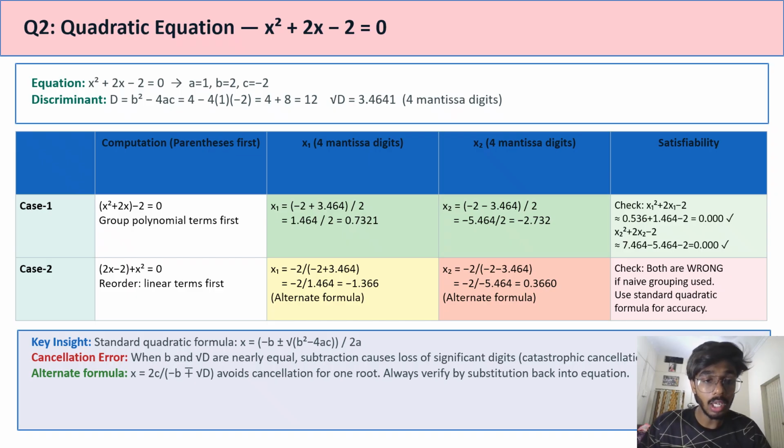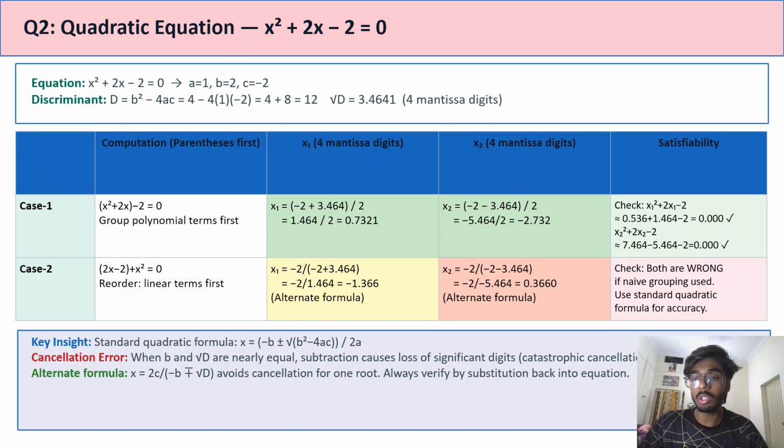Now we will apply this d to evaluate the roots of the equation in the case 1 and case 2 scenarios. For case 1, our two roots will be 0.7321 and minus 2.732. If we check, both give 0. And for case 2, a similar equation but just a switch in order can lead to different root values. For the second case, we are evaluating x1 equals minus 1.366 and x2 equals 0.3660.